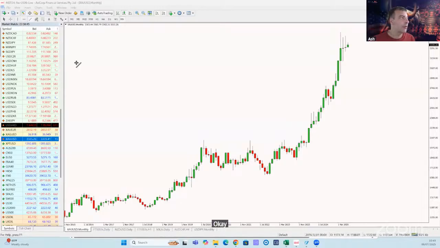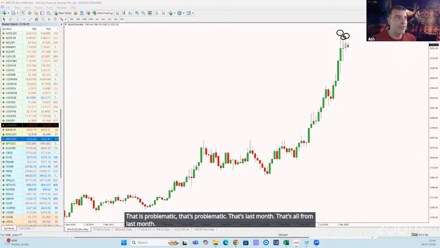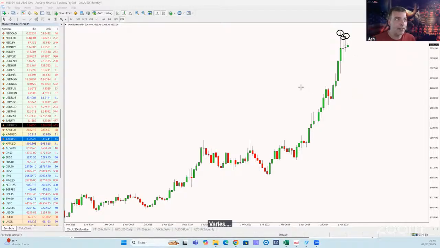Okay, so I guess things to note with gold. Firstly, there's no question that this is an uptrend and looking for anything but long is dangerous. But that is problematic. That's all from last month. There is a case to be made that this area here needs to be retested at 27.65 or in and around that kind of point.